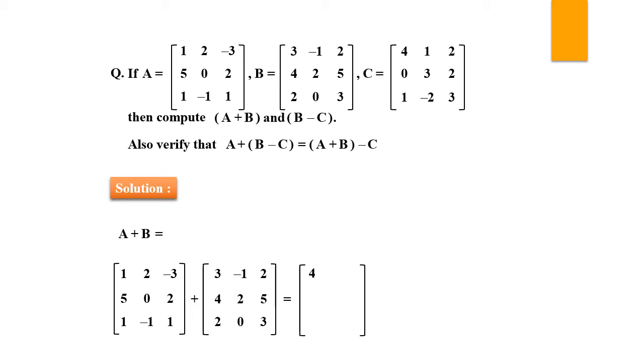1 plus 3 is 4, 2 minus 1 is 1, minus 3 plus 2 is minus 1, 5 plus 4 is 9, 0 plus 2 is 2, 2 plus 5 is 7, next 1 plus 2 is 3, minus 1 plus 0 is minus 1 and 1 plus 3 is 4. So this is how we get A plus B, just by adding the corresponding elements of the two.